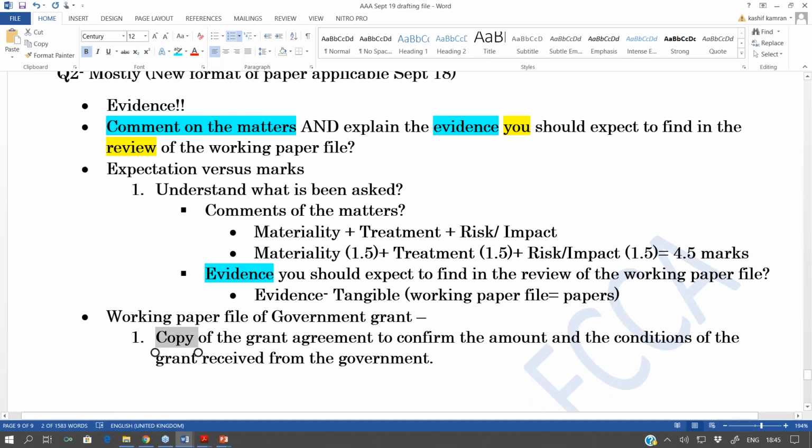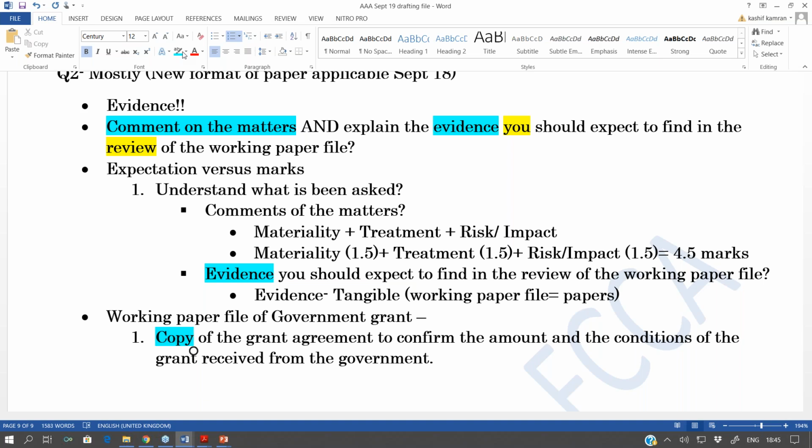So can you see this word copy coming as an additional word here? Because when I'm speaking of the working paper file, can I put the management documents in original form in my working paper file? No. I will have a copy of these documents.